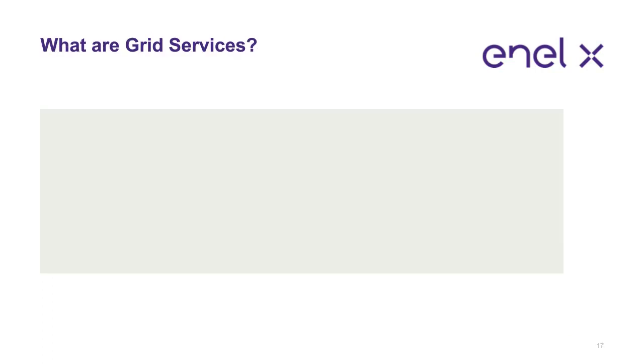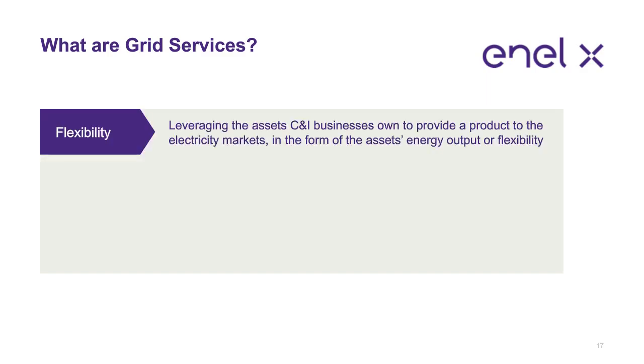So let's talk about the definition of grid services. Grid services is a relatively new term, but we've thought about it across 3 key dimensions. So the first is flexibility. It's really about converting that inherent flexibility that businesses have through the assets on site into a product that could be used by the market, so whether that's the energy output of a given asset or the flexibility to reduce its demand.